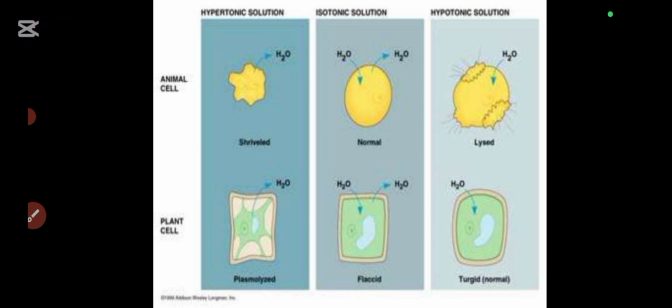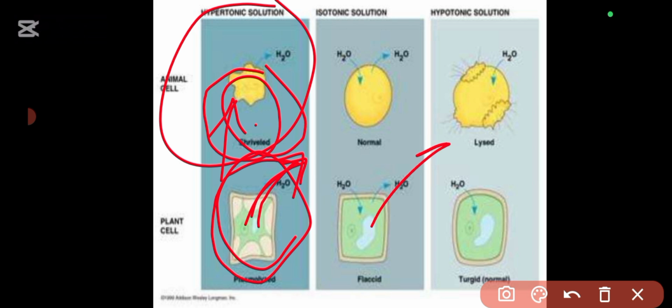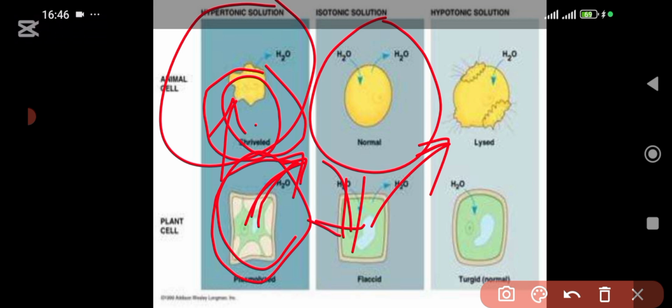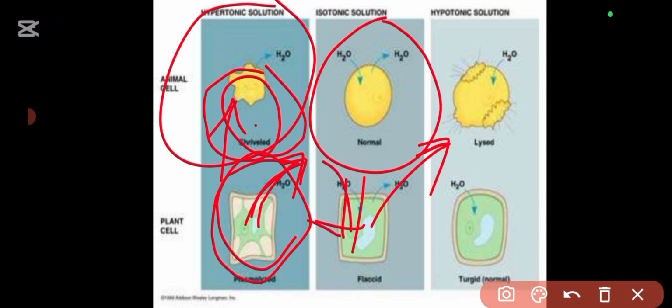But in an isotonic solution, the rate at which water gets out of the cell is the same as the rate at which it enters the cell. So there's really no obvious change noticeable in the cell. So the cell is normal.